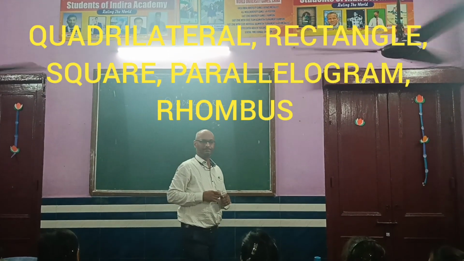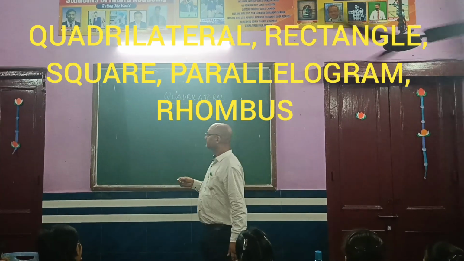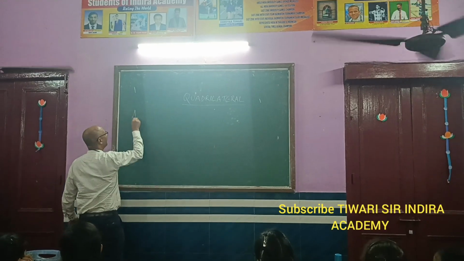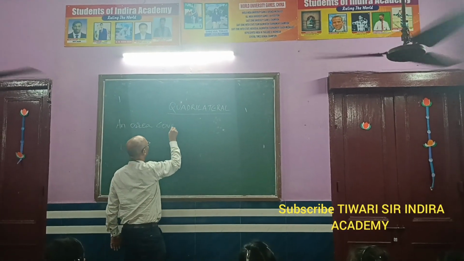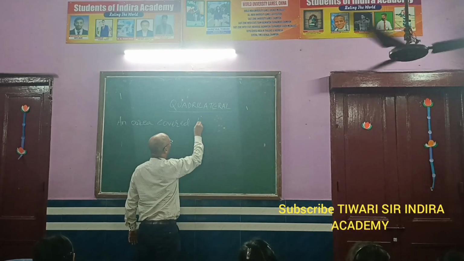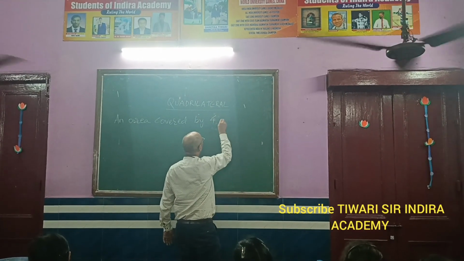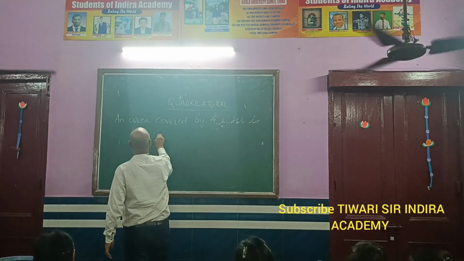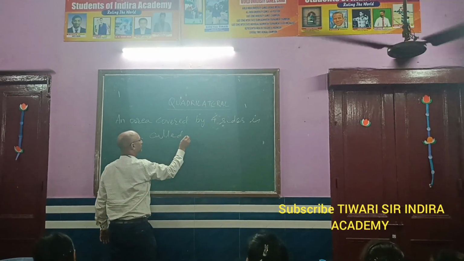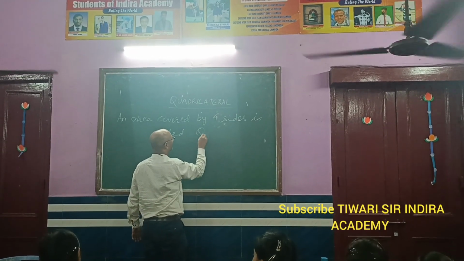Quadrilateral. What is quadrilateral? An area covered by four sides is called quadrilateral.